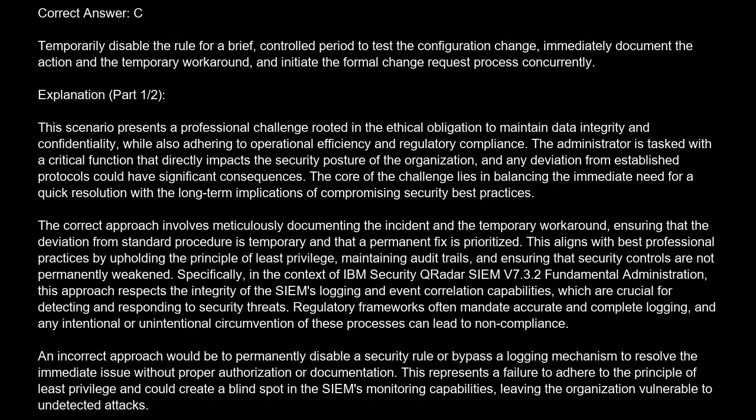The correct answer is C. Temporarily disable the rule for a brief, controlled period to test the configuration change, immediately document the action and the temporary workaround, and initiate the formal change request process concurrently. Explanation. This scenario presents a professional challenge rooted in the ethical obligation to maintain data integrity and confidentiality, while also adhering to operational efficiency and regulatory compliance. The administrator is tasked with a critical function that directly impacts the security posture of the organization, and any deviation from established protocols could have significant consequences.